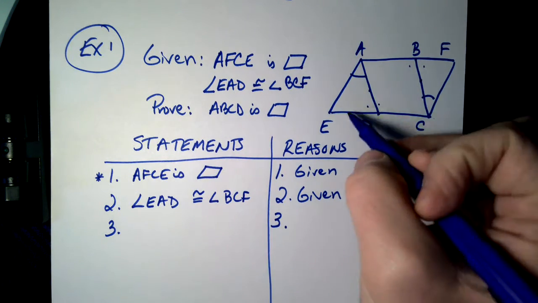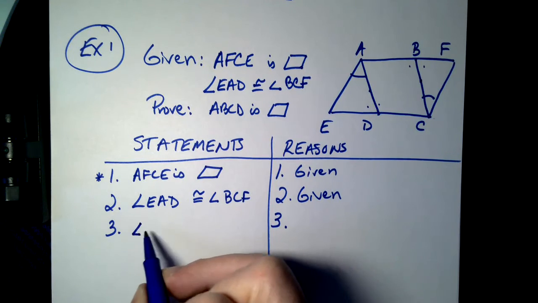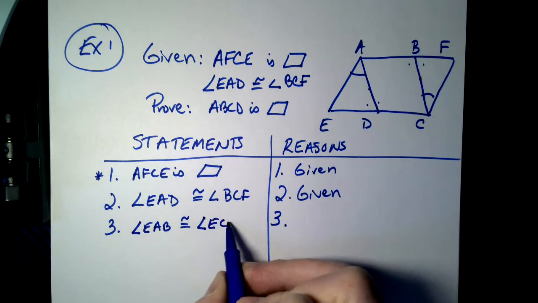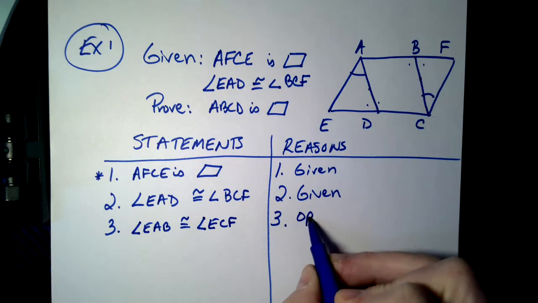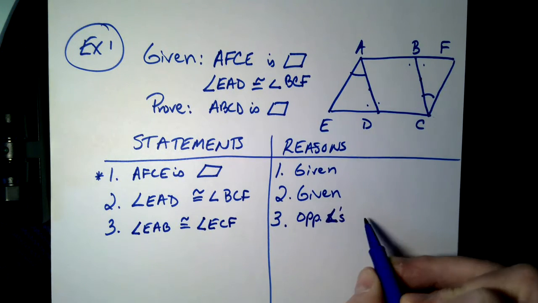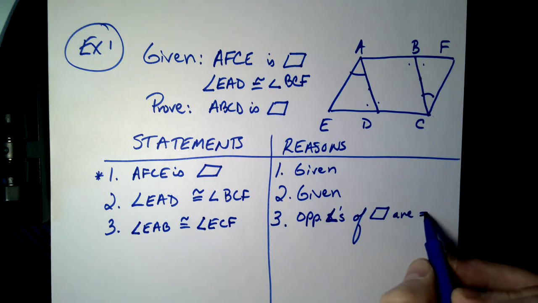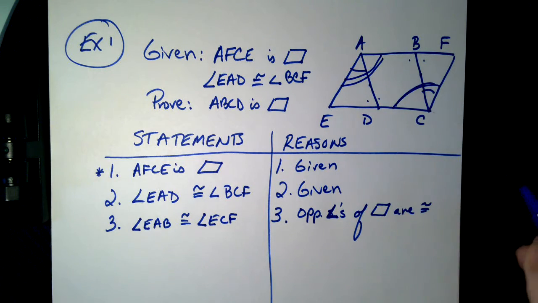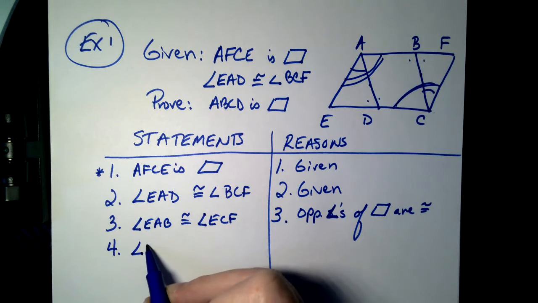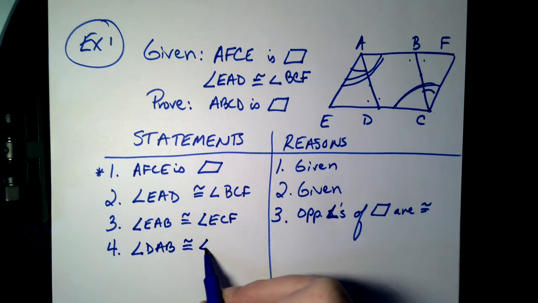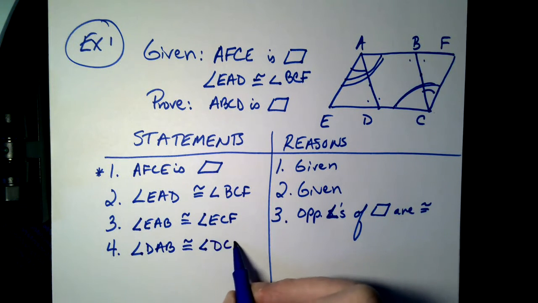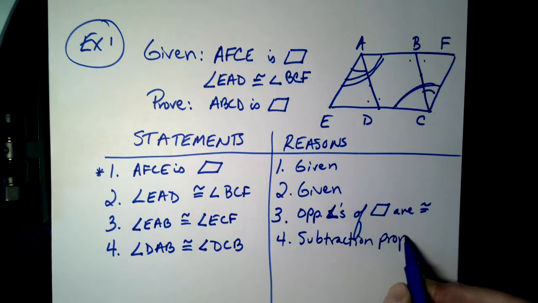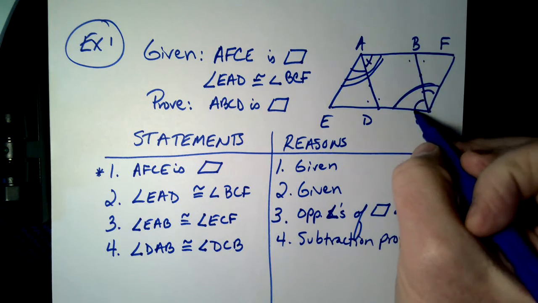All right, what I'm going to do is, since the whole thing is a parallelogram to begin with, I'm going to say that angle EAB is congruent to angle ECF. And I'm going to say opposite angles, not sides, angles of parallelogram are congruent. Now what that does is it makes overlapping congruent angles. Then I'm going to say that angle DAB is congruent to angle DCB by subtraction property. So I'm going to go for opposite angles congruent here.